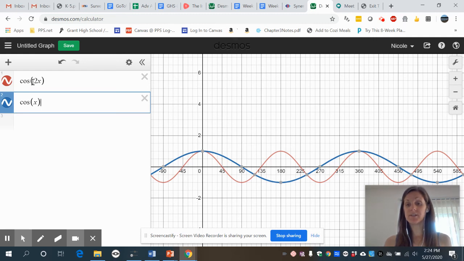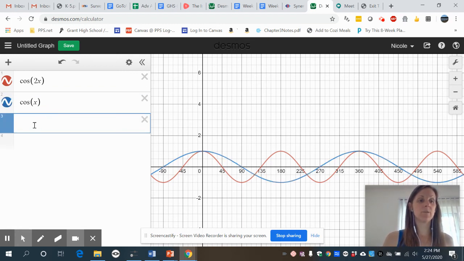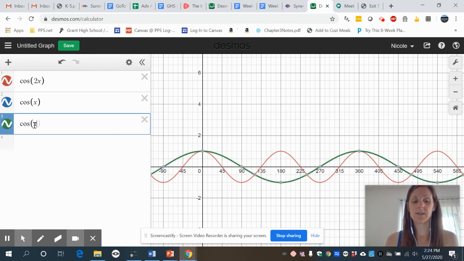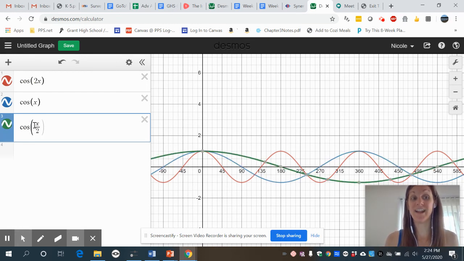And so what the period does is it controls how much time it takes for one cycle to happen. You're going to notice as you play around that bigger numbers actually condense it, and it happens in less time. Let's say that a normal period for a parent function was 360 degrees. This time it would actually go half that time. And then let's see what happens when I do cosine with a fraction. So x divided by 2 stretches it out.